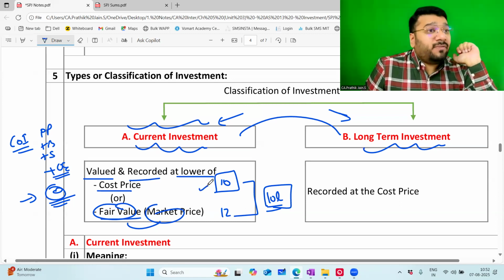Sir, 10 lakh worth of investment. Now it is 12 lakh, no? 2 lakh profit, no? Correct. But this profit is unrealized profit.